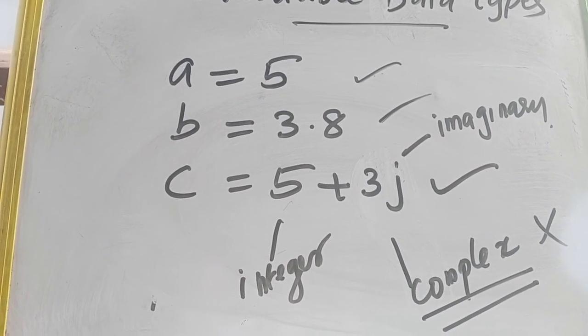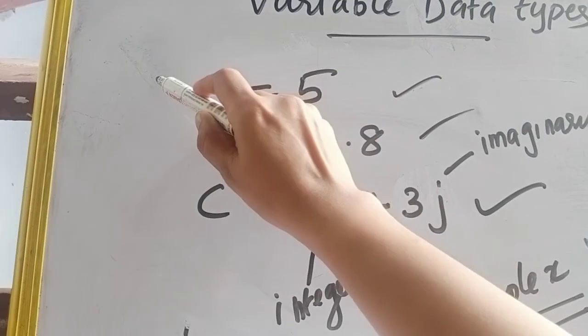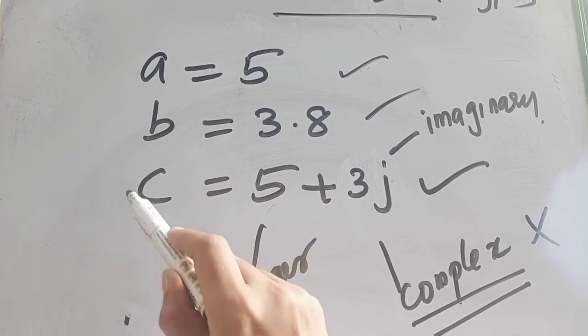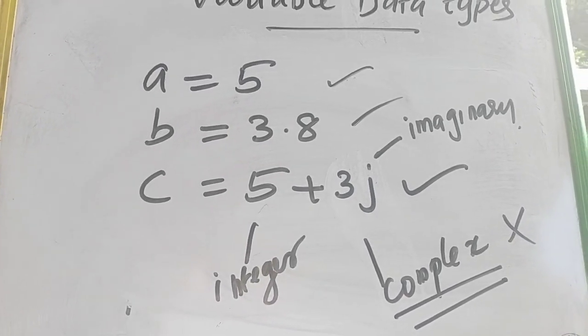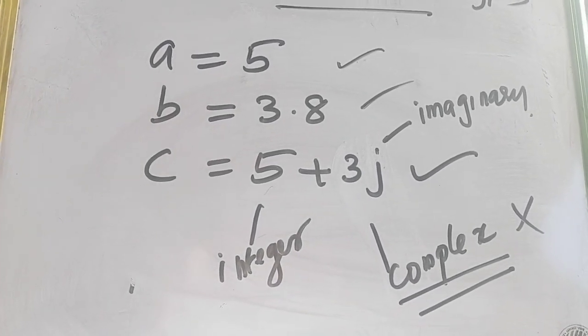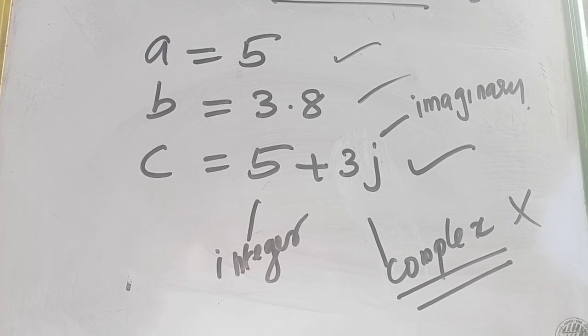Regarding the number types, under number we have integer here, float here, and the last one is complex. The only thing you have to keep in mind is that complex means a combination of integer and imaginary part.